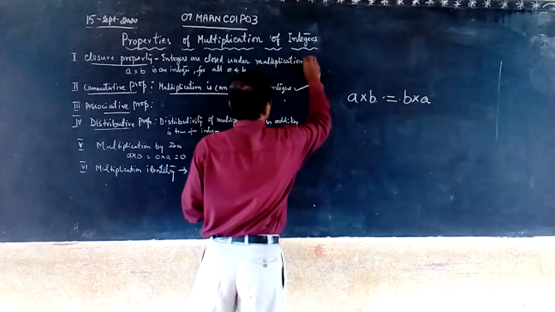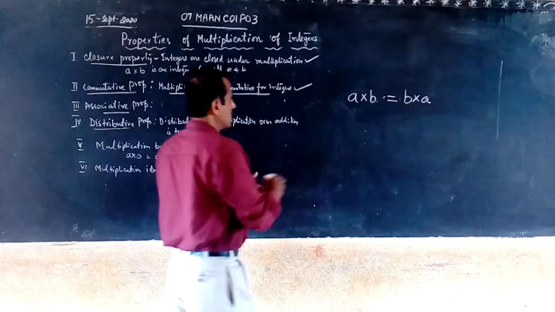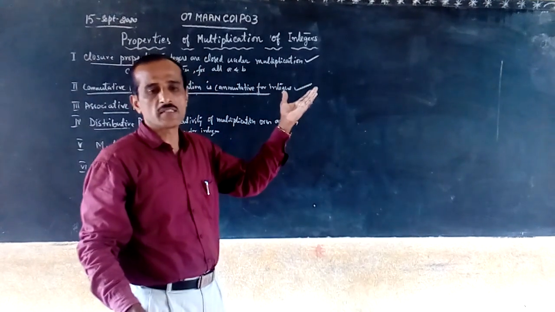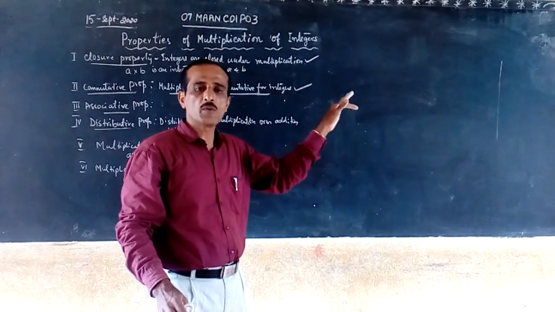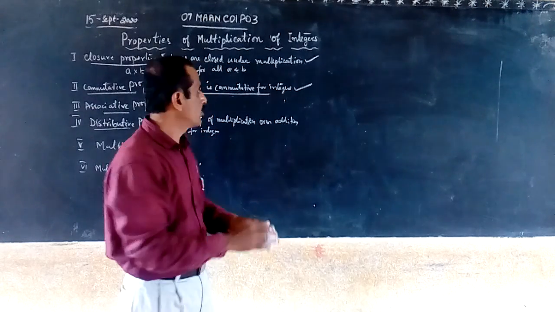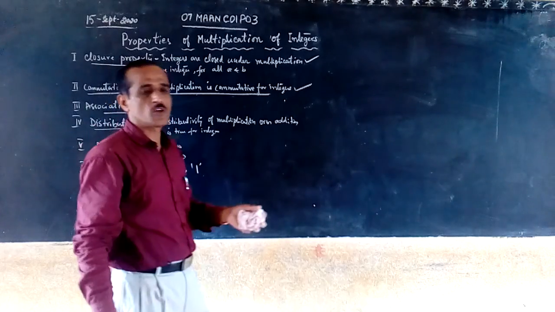So we can say multiplication is commutative for integers. Multiplication is closed, so our integers are closed under multiplication. In addition also we have studied that A plus B is equal to B plus A. In the same way, A into B is equal to B into A. Next, associative property. What about the associative property?